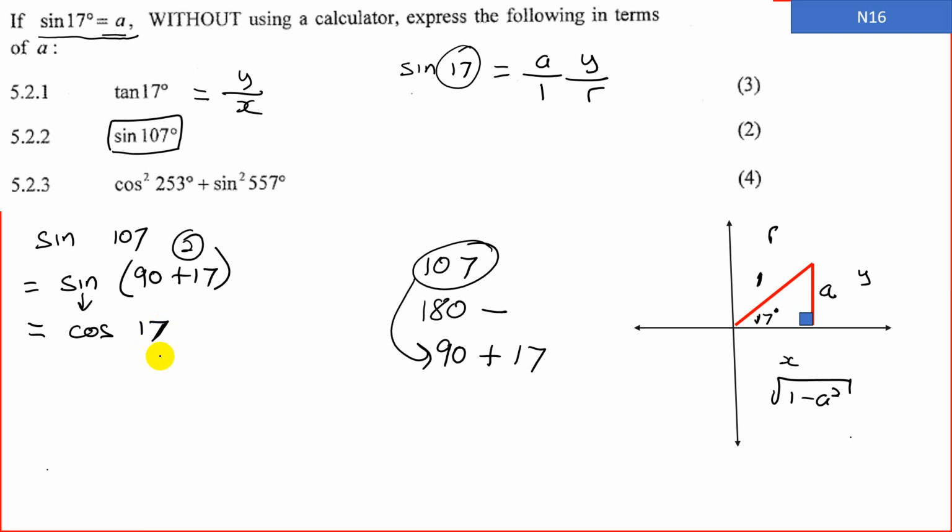We know that cos from definition is x over r. The x value in the diagram is the root of 1 minus a squared over your radius, which is 1. Anything divided by 1 will remain the same, and we get our final answer: the root of 1 minus a squared.